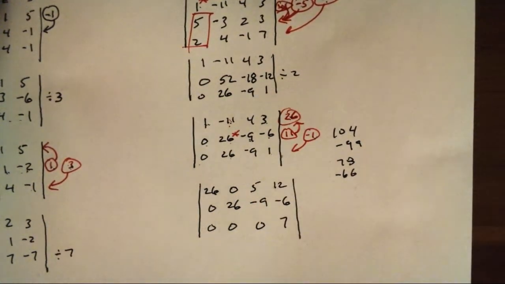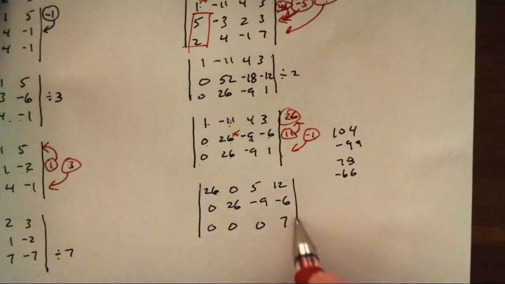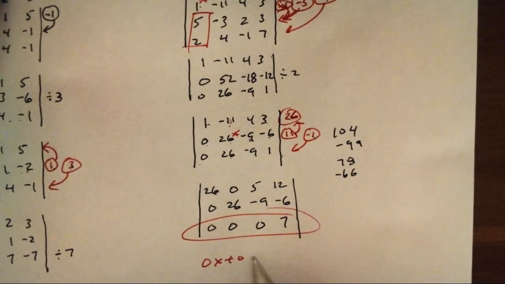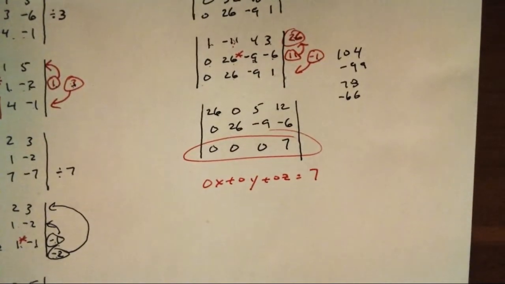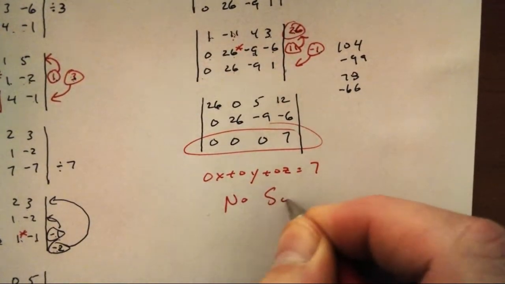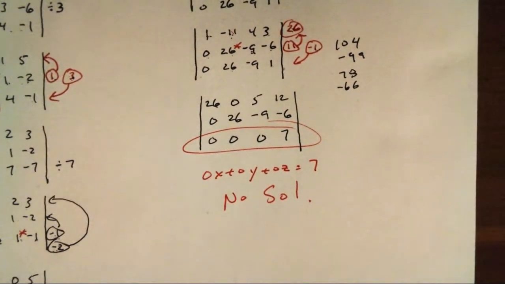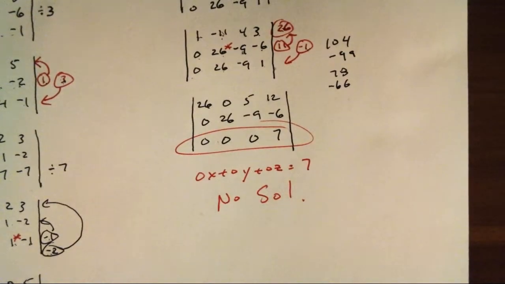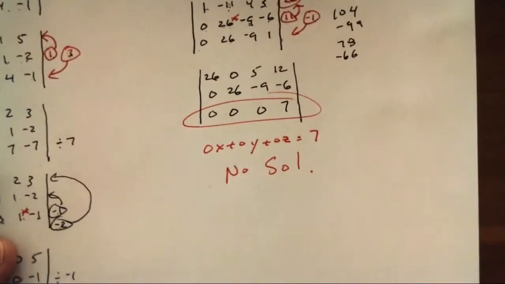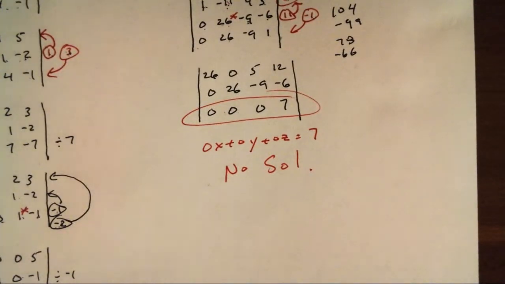And let's take a second and interpret this. This means 0x plus 0y plus 0z equals 7. When can that happen? Never. That's the best thing that could happen for us. If this ends up 0, 0, 0, 0, that's a whole other issue that we're going to need to address. And then we have multiple solutions where maybe all three planes lie in a line. Okay, they all intersect in a line rather than a point.